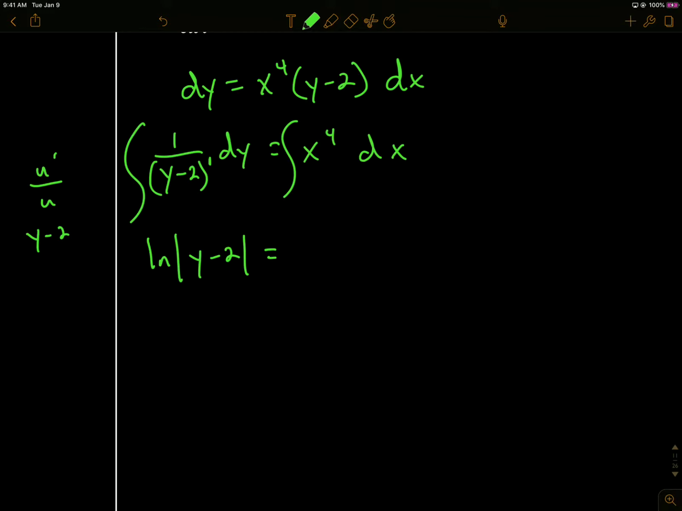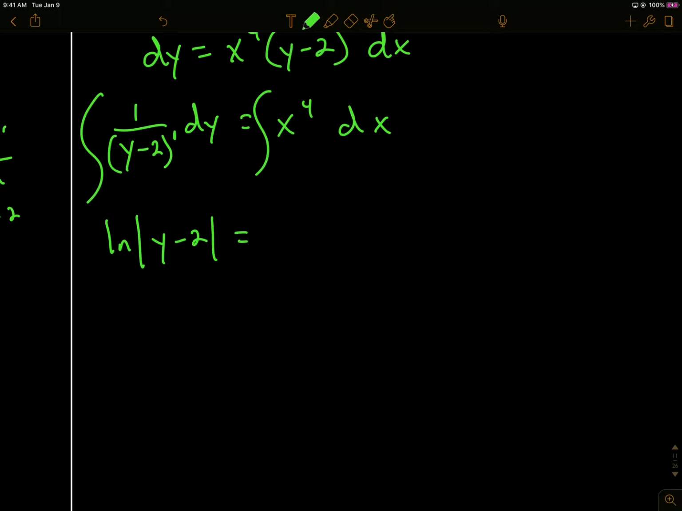So if you're having trouble with this still, talk to me in class about it. But you're trying to recognize u prime over u. You got to watch out for that one. So it's the natural log of the absolute value of y minus 2. On the other side, it's a simple power rule. So we're getting 1/5 x to the 5th plus c.